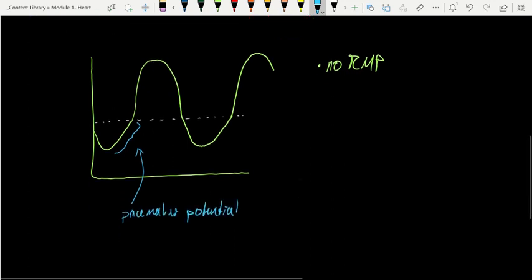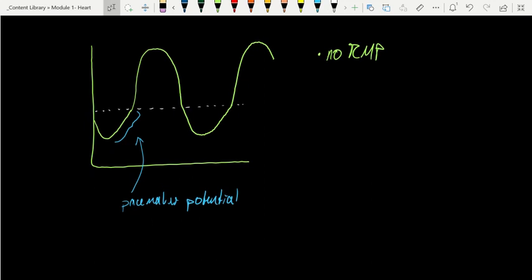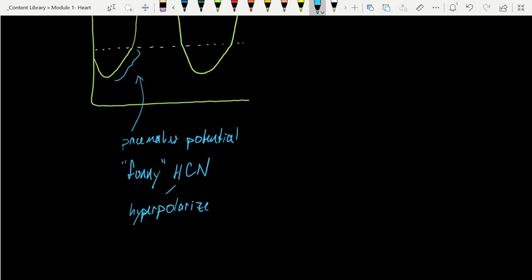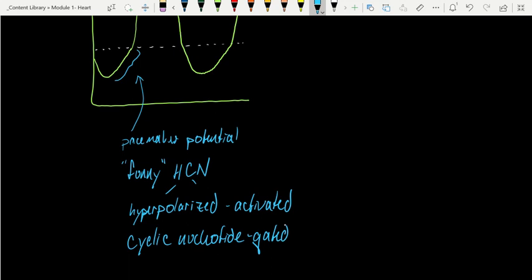And interestingly, it's driven by a very special channel that we call a funny channel. The funny channel is actually a nickname for the HCN channel. This stands for hyperpolarized activated, and the CN stands for cyclic nucleotide gated. So this is a hyperpolarized activated, cyclic nucleotide gated channel.